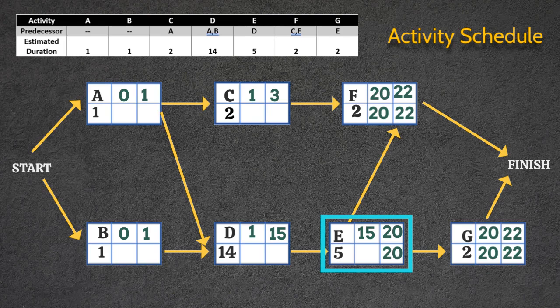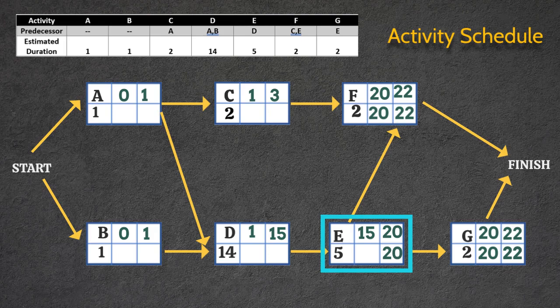Please note that because this is a backward pass, if the latest finish times for activities F and G were not the same, then you would have chosen the lowest time to become the latest finish time for the activity. This is very important and I will repeat it. In a backward pass, if you have two successors for an activity, you will take the lowest latest start time and use it as your latest finish time.